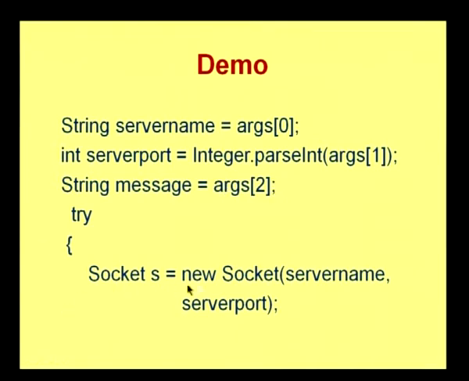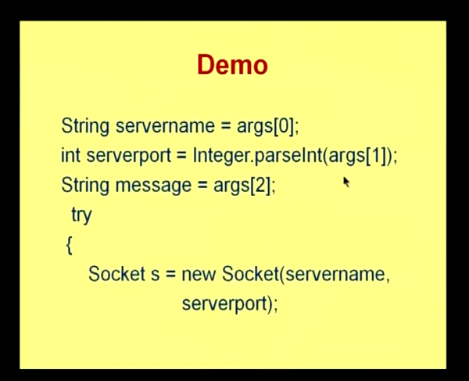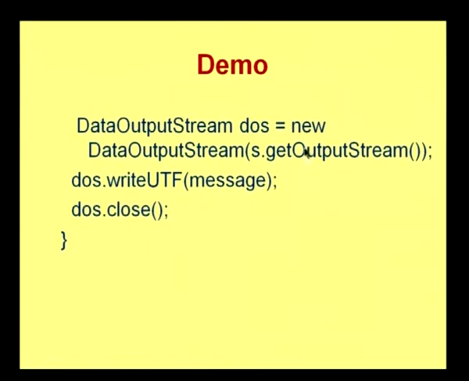So now I am creating a socket, S is equal to new Socket, with my server name and the port number. Then I have an output stream connected to that particular socket, and S.getOutputStream will give me the output stream associated with the socket, and this is connected to your DataOutputStream. Now I write something on the DataOutputStream.